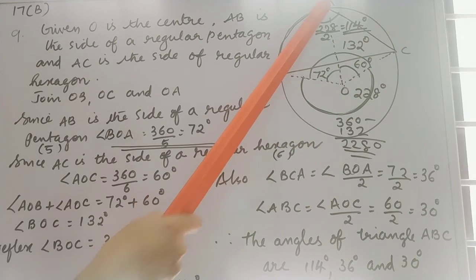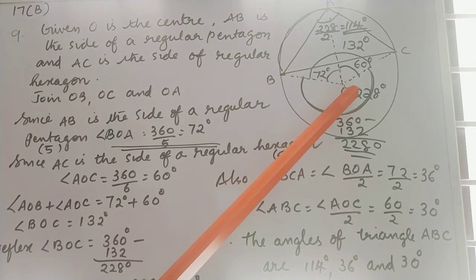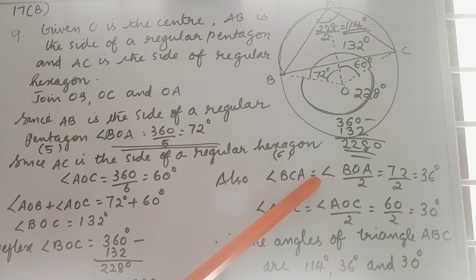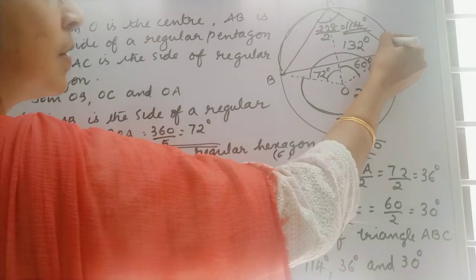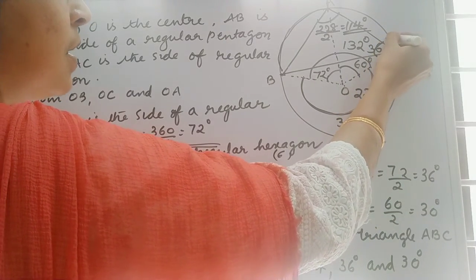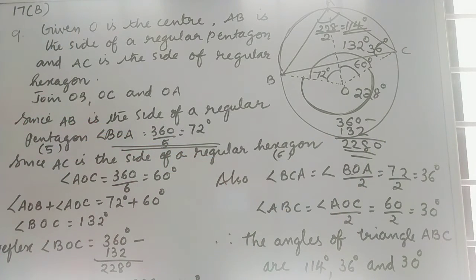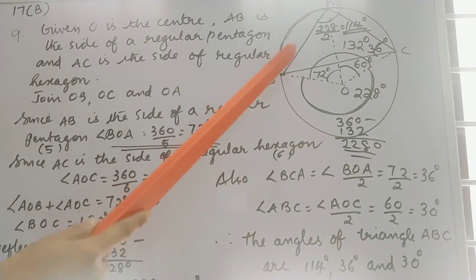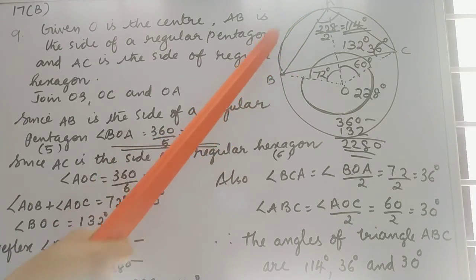BCA is equal to angle BOA divided by 2. Angle at the center of the circle is double the angle at the circumference. So this angle we will get as 72 by 2, which is equal to 36 degrees. That is angle C. Next we want to find out angle B. For that, look at ABC.